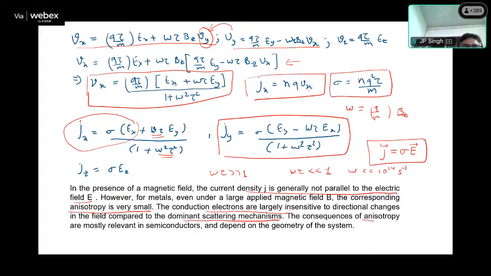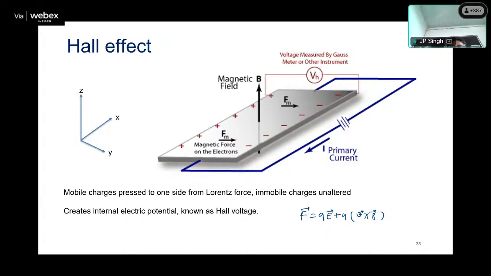But this anisotropy is more relevant in semiconductors, where we have a rare distribution, meaning the charge density is very, very low and you have a small number of scattering centers. In that case, you can see that the current density has anisotropy, so that Jx is a function of both Ex and Ey. So now we understand the charge motion under the electromagnetic field, and we can talk about the Hall effect.